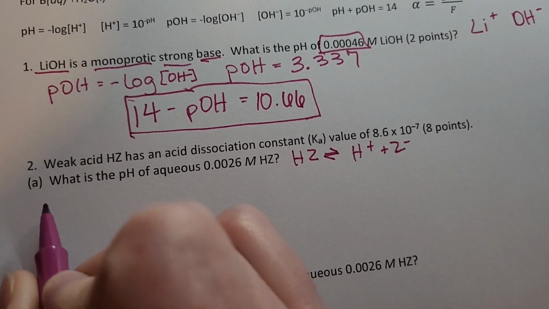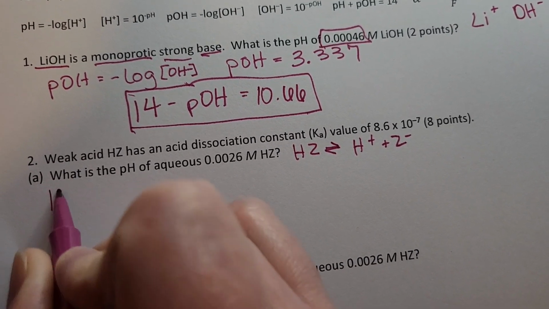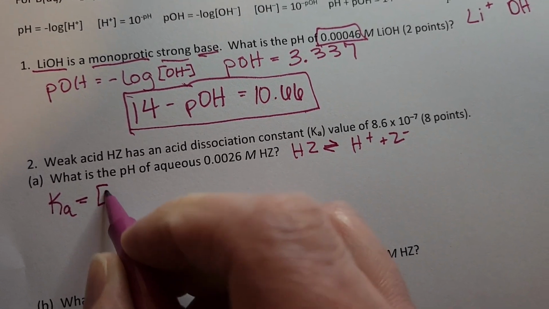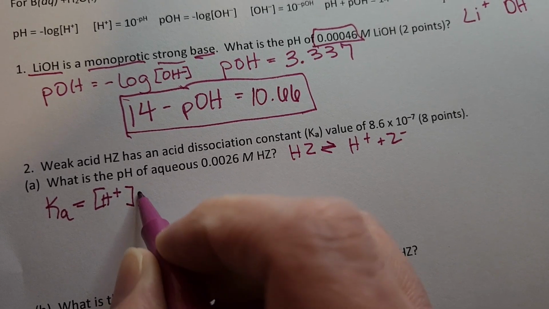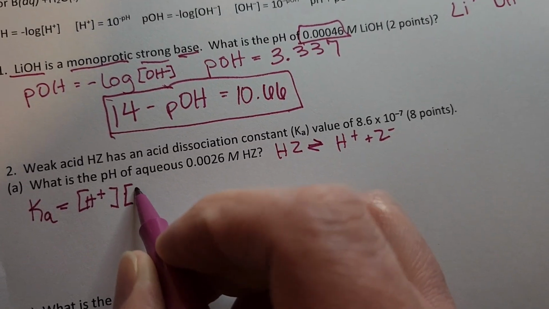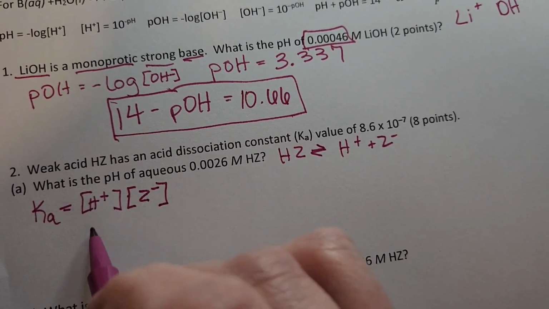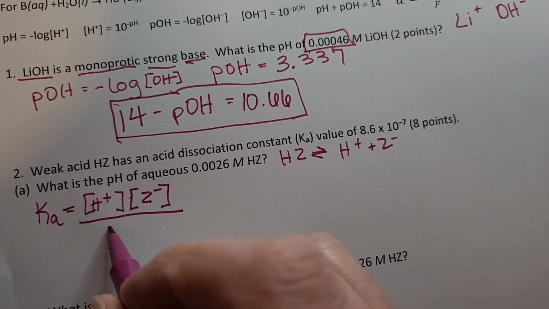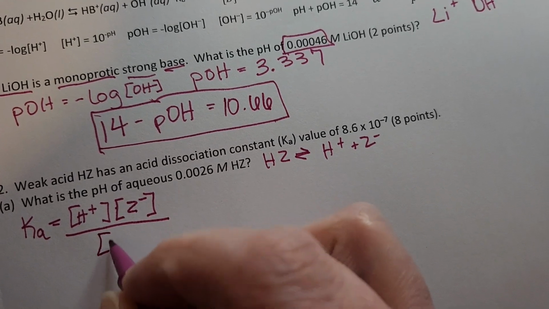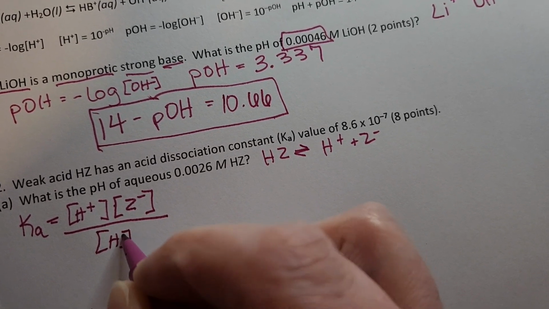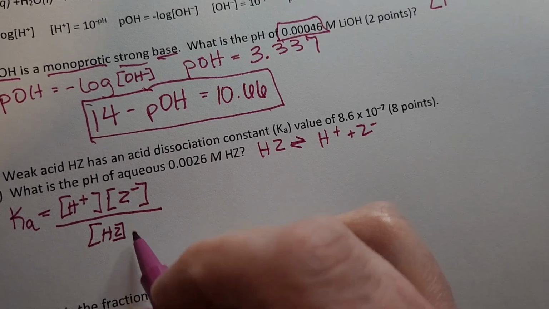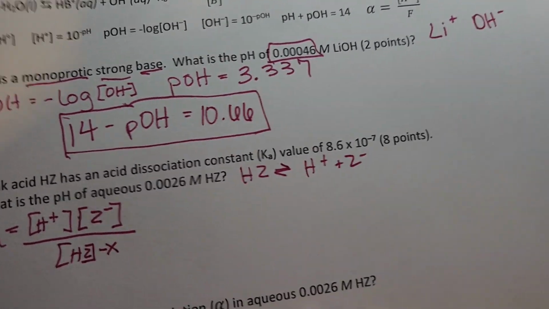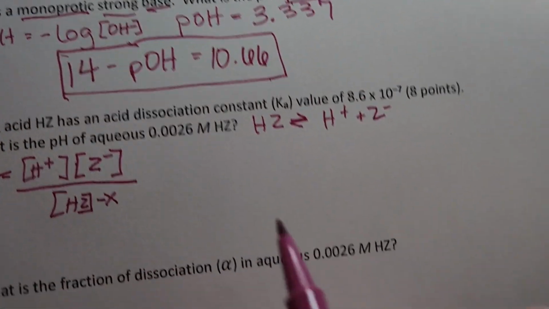Okay, and then we're going to write out our Ka, what that is going to equal. That's going to equal the concentration of H plus times the concentration of our Z minus, and that is going to be over our concentration of our HZ, and then we're going to minus X, which we can discard that.